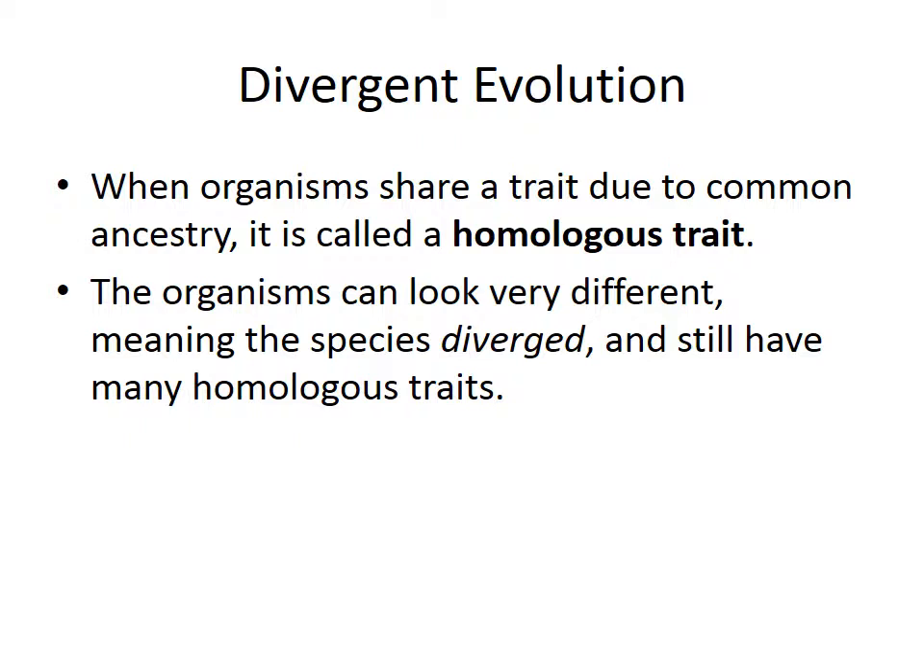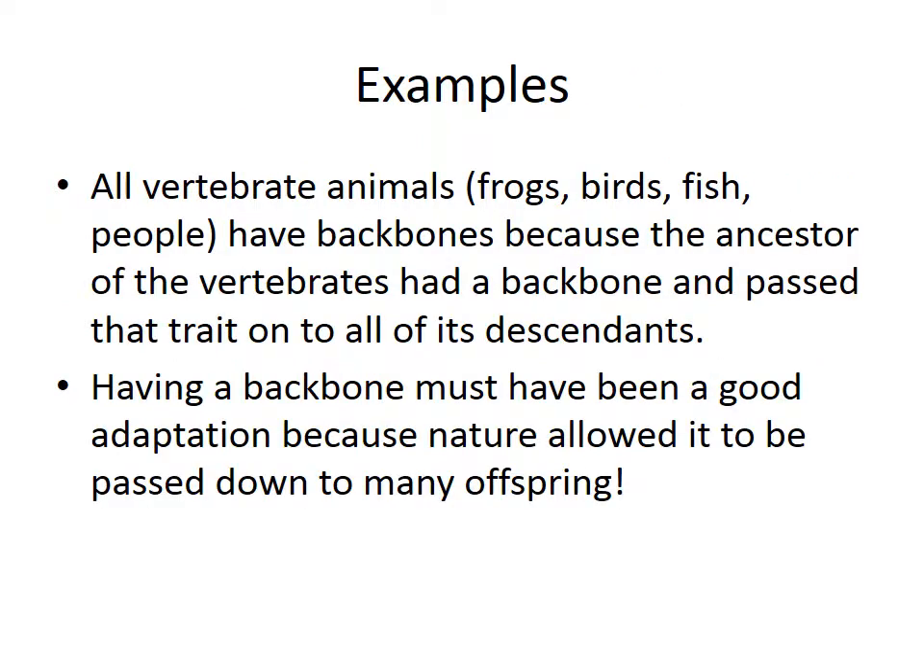So, let's say, ready? Can I keep going? Okay. So, examples. If we look at backbones, all vertebrate animals have backbones. That's what vertebrate means. It means you have a backbone. So we all have backbones because the ancestor of all vertebrates had a backbone and passed that on to everybody. Okay, it must have been a good adaptation because nature allowed it to be passed down to many offspring. So having a backbone, a spine, in this case, must have been advantageous.